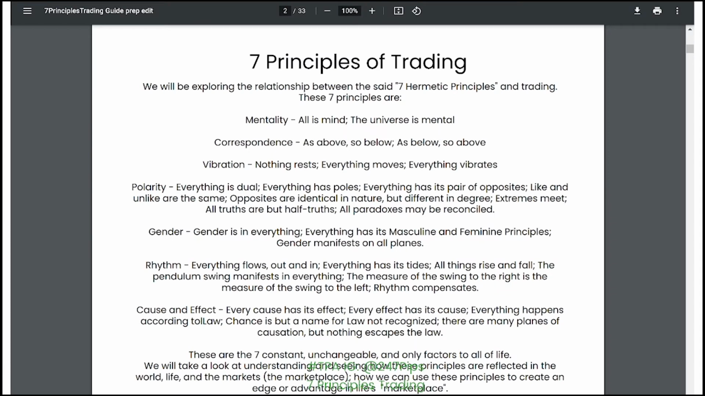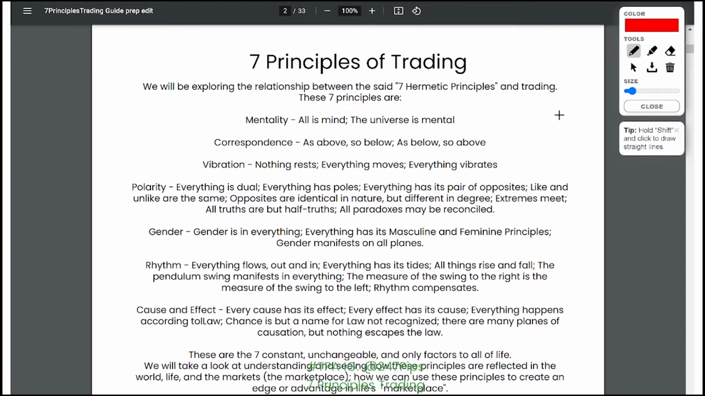There's a bunch of things that I want to go through, just exploring these 7 principles of trading, really the 7 major parts: the mentality, correspondence, vibration, polarity, and really getting to go deep down and explain how these things work, where we're looking to get into the market, and where we're looking to get out, and all those types of things. So I just want to take an overview before we actually go deep into each section by itself. But I want to go through and just explain.